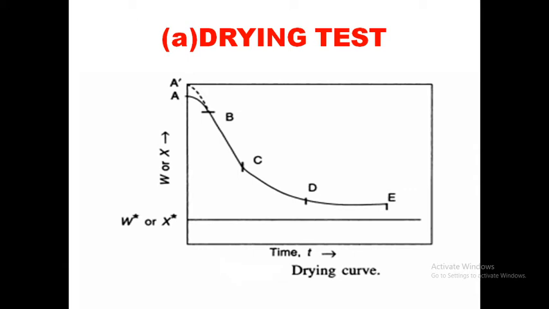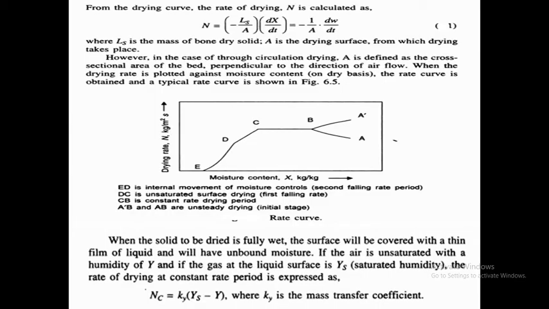Are you clear? Okay. So this figure shows the type of drying curve. This is drawn by estimating weight or determining moisture content on dry basis and plotting against time. From the drying curve, rate of drying, capital N, is calculated. Capital N is nothing but the rate of drying. This is directly proportional to the moisture content gradient.